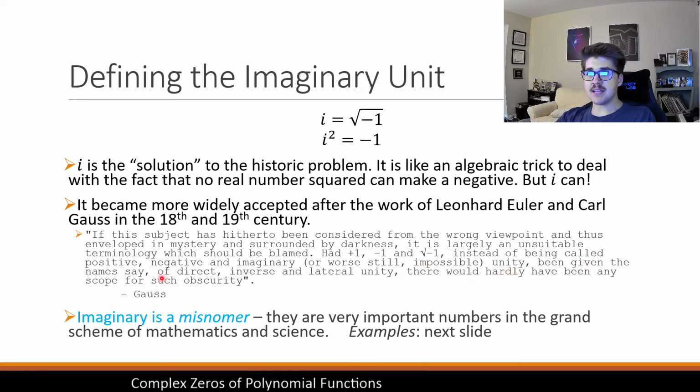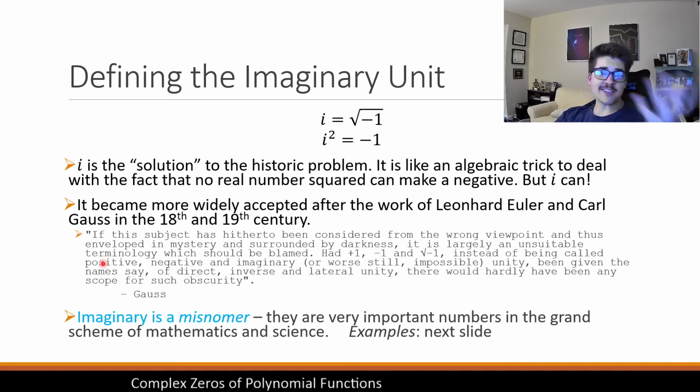Had been given the name, say, of direct, inverse, and lateral unity, there would hardly have been any scope for such obscurity. Now, these are terms which, unless you're a mathematician, might not resonate with you, but direct unity is often a term in math which we use to describe one as like a unit, like each number on the axis is a unit, unit by unit, sort of like when we don't have meters, we just say it's 1 unit long or 2 units. And so often 1 is kind of like the foundational direct unit.